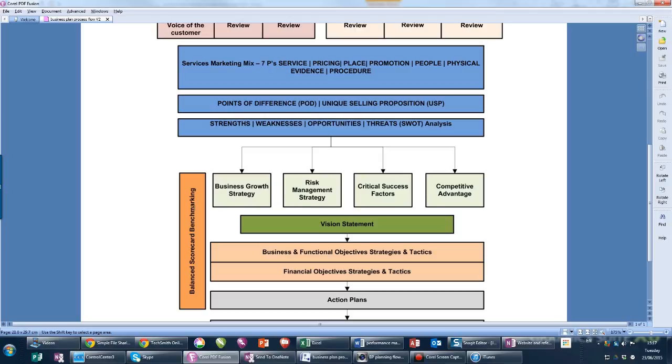In this part of the business plan, we're also looking at the balanced scorecard benchmarking, which is a way to create numbers and ratios that I will explain later that can be acknowledged throughout the business as a meter, as a metric to judge the success of the business plan.